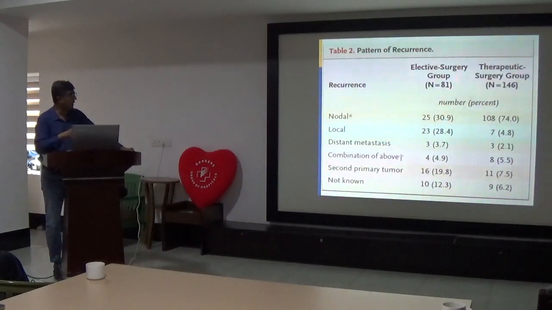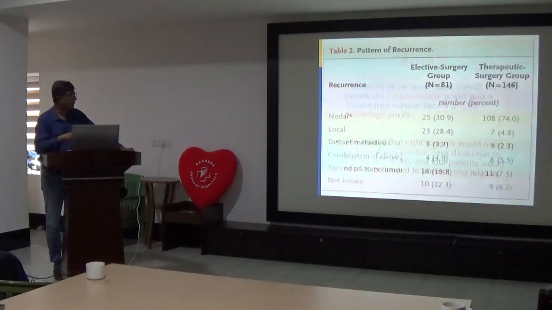Now the recurrence pattern also in the elective surgery group, neck done, neck not done, is nodal recurrence in 25, but if you see this, 108 patients out of that 250 patients had a neck node, which came up at a later stage. Local recurrences, the recurrence coming again in the primary 23%, 7%. Distant metastasis, second primary tumor.